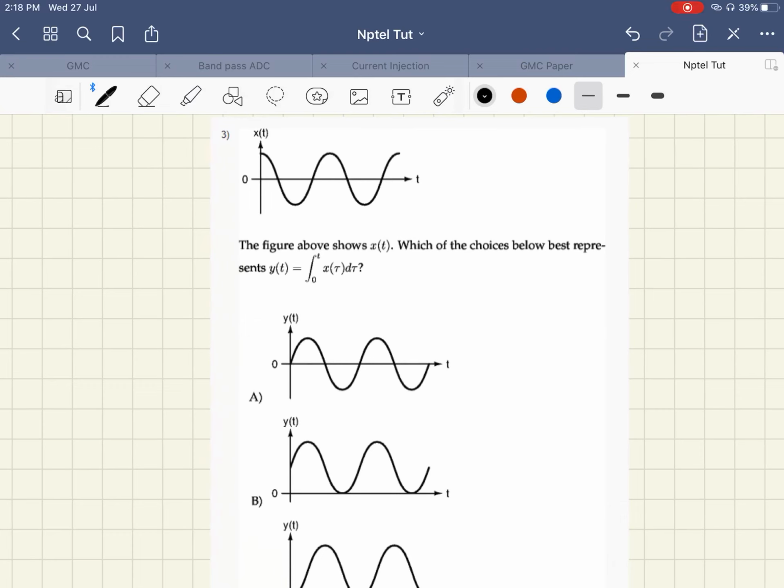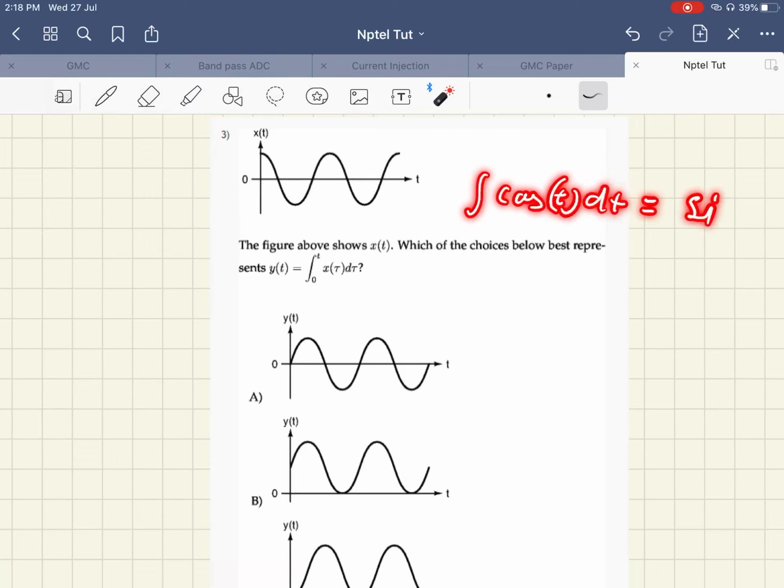Now the third question is, the figure shows x of t, and we are asked which of the choices best represents the integral from 0 to t of x of tau d tau. So we can see that this is a cos waveform, and through basic trigonometry, we know that the integral of cos of t comes out to be sine of t. So this is an analytical way to solve it.